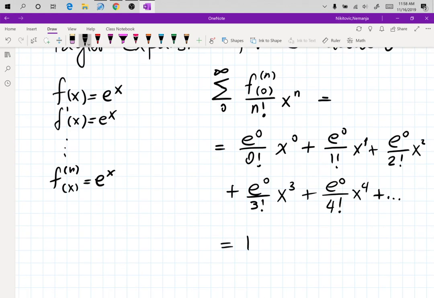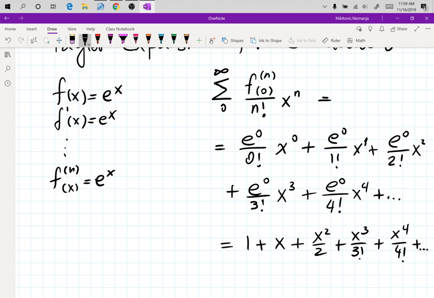This works out to be 1 plus x plus x squared over 2 plus x cubed over 3 factorial plus x to the 4 over 4 factorial plus dot dot dot. And what you learn from here is that e to the x is not even, not odd, because it has both powers represented.